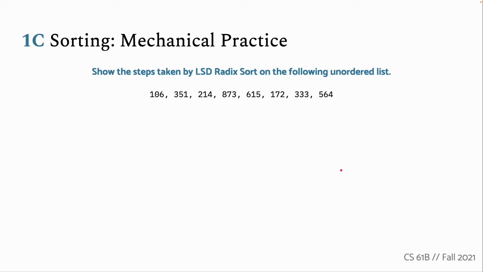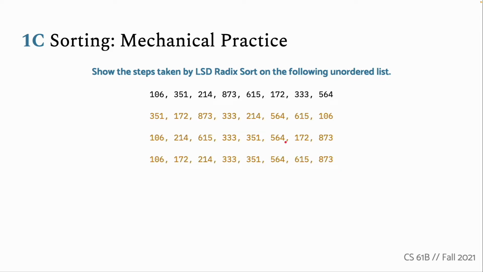Okay, last one for mechanical practice. Let's do MSD Radix Sort. Okay, let's go over it. So, first things first, we're going to sort by this last digit. So 351 has a 1 as its least significant digit, so that goes first. Then 172 because it has a 2. And then 873 and 333 both have 3 as their last digit, so they go here. Then 214 and 564 both have 4. And then 615 has 5 and 106 has 6. So this is an order by least significant digit.